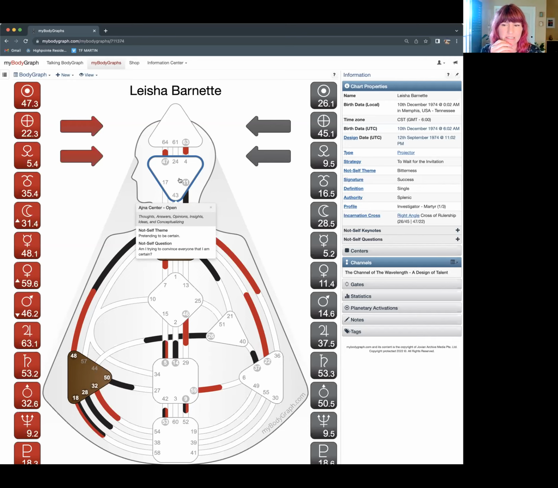So we'll get into that next, but I pulled up again, that's the neocortex of the brain, and it's where the organizing of the information that comes into the gray matter starts to happen. So you can see here thoughts, answers, opinions, insights, ideas, and conceptualizing. But it has to do with certainty. And if you're undefined Ajna, you're not here to be certain. So it's like, hey, uncertainty is a state of being. So it's the surrender thing again, surrendering to the uncertainty.